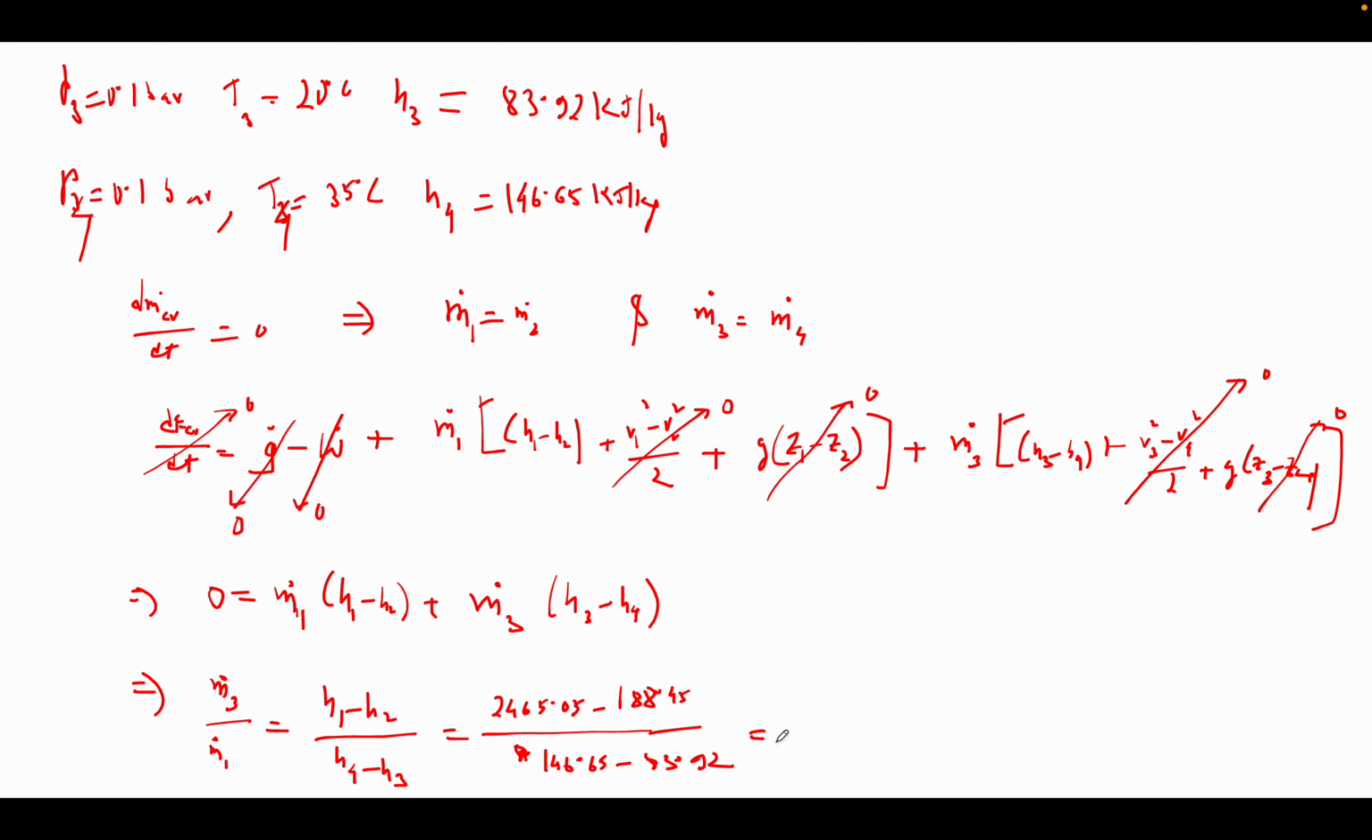Okay, so 2465.05 minus 188.45, divided by 146.65 minus 83.92. The answer is 36.29. So this is the required ratio.